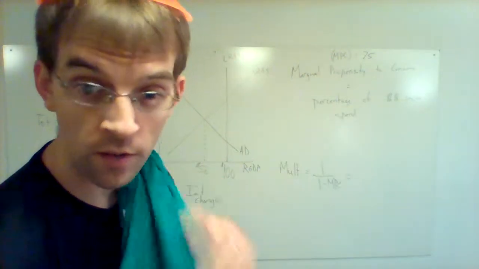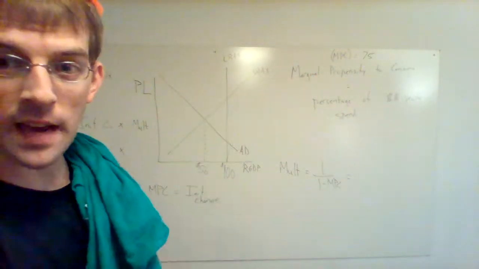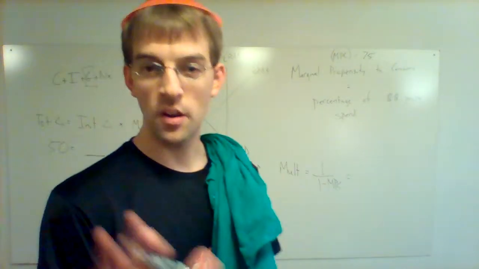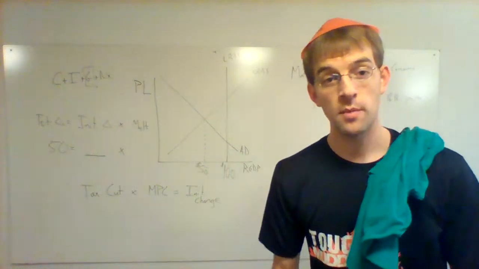Changed up the problem here. I only changed one thing again. So now I'm back to 0.75. This is the exact same problem that we did earlier here. But now, instead of asking about how much government spending needs to increase to close our gap, I'm asking the question about the tax cut.